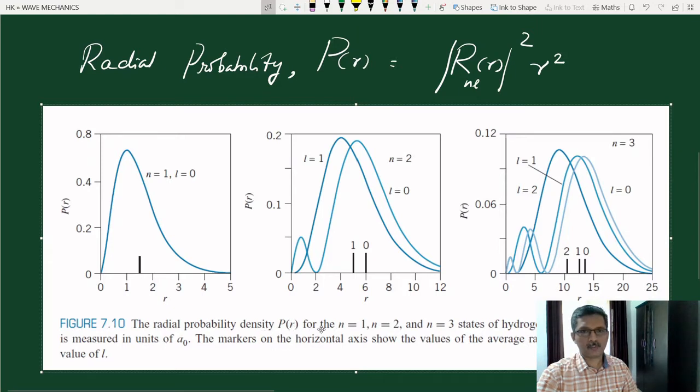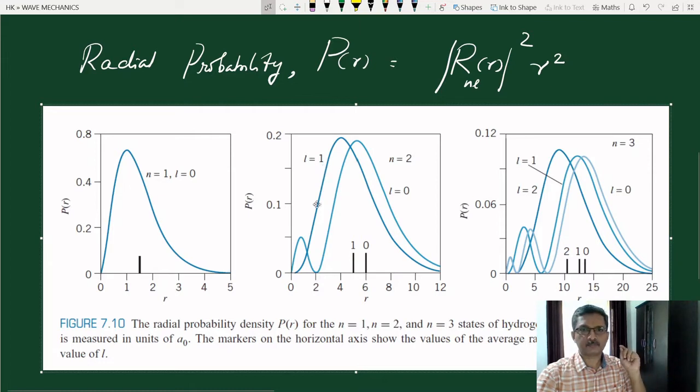So the radial probability density P(r) for the n equal to 1 state, the first plot, is n equal to 1, l equal to 0. For n equal to 1 there is only one angular momentum state, l equal to 0. In spectroscopic notation this is called the 1s state. And the middle plot is for n equal to 2. For n equal to 2 we know that l has two values, 0 and 1. So l equal to 0 is called the 2s state in spectroscopic notation, and l equal to 1 is called the p state, so this is the 2p state.